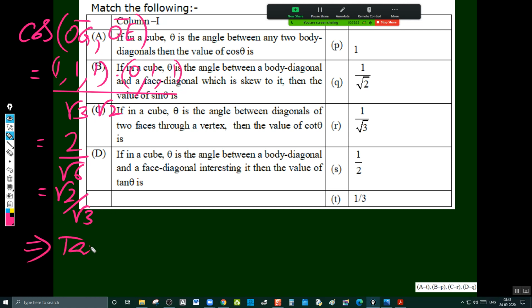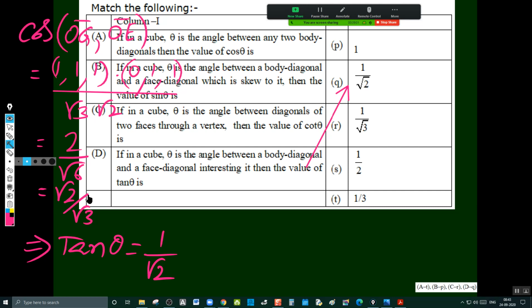This implies tan theta is equal to, this is cos theta. The adjacent side is root 2, that comes to the denominator here, and the opposite side is 3 minus 2, that is 1. So here option D is 1 by root 2. Okay, I think it's clear through the diagram.